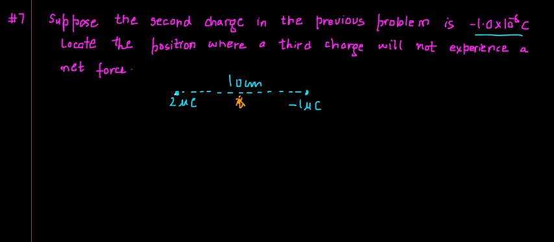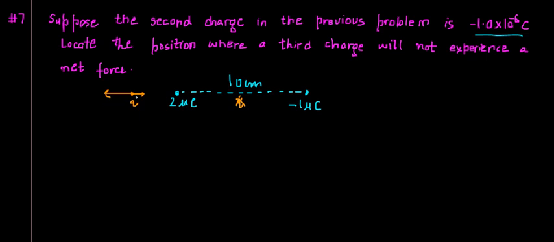Second, we may take this positive charge on this side. If we take a positive third charge on the left side of the 2 microcoulomb, this 2 microcoulomb is at a closer distance to the third charge, compared to the minus 1 microcoulomb. So this one is going to exert a greater repulsive force, and minus 1 microcoulomb is going to exert a lesser attractive force. So there will be a net force towards the left.